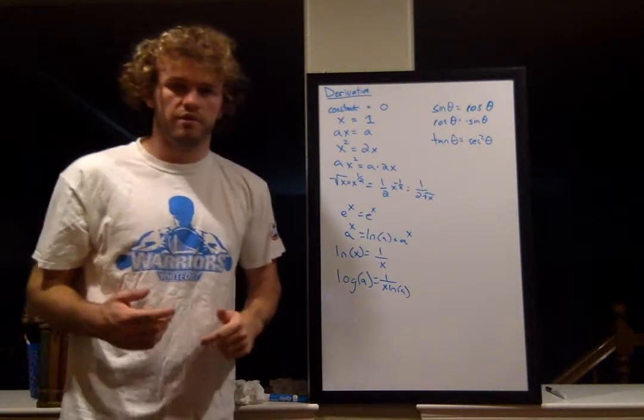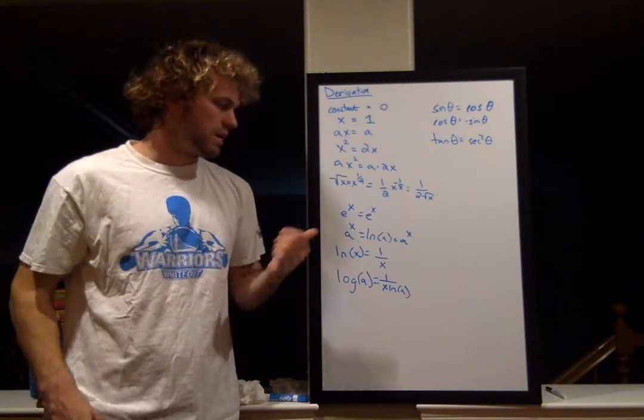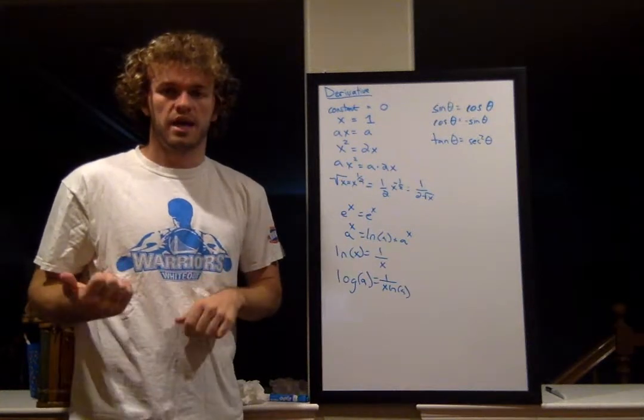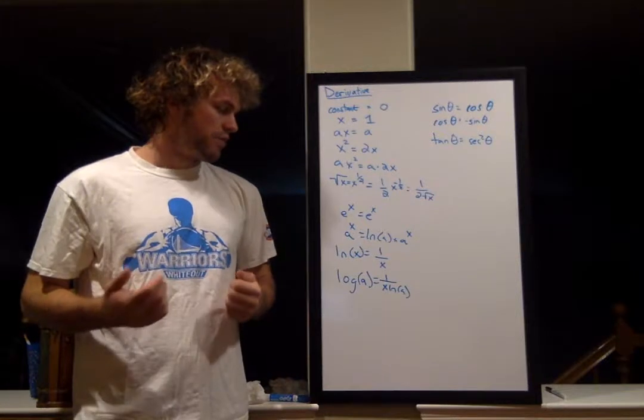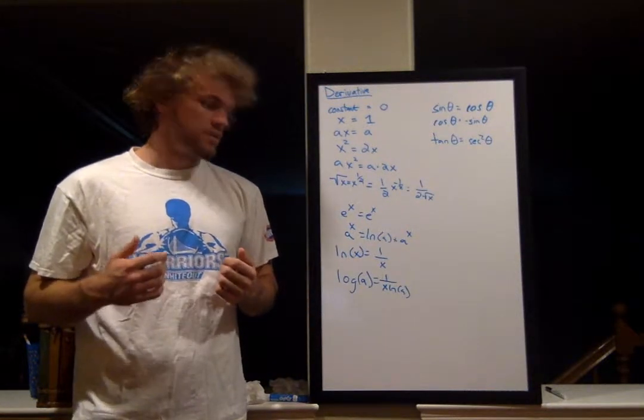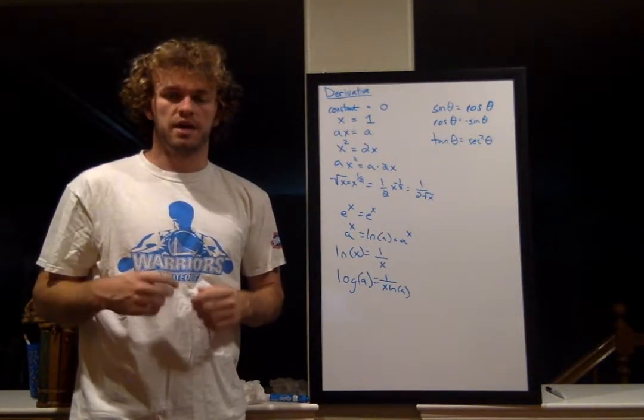Probably the easiest derivative is exponentials, specifically e raised to the x. The derivative of e to the x is also e to the x. The derivative of a to the x, though, is the natural log of a times a to the x.